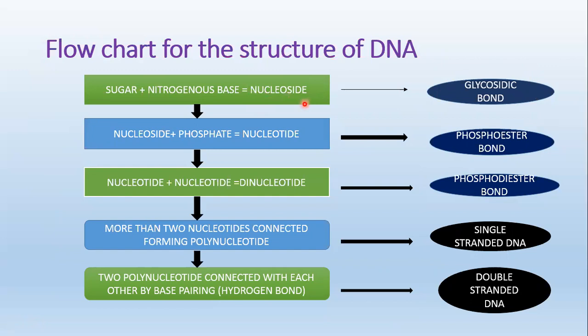Don't get confused. There is a difference between nucleoside and nucleotide. And what are the differences? Nucleoside means sugar and nitrogenous base, and nucleotide means what? When a phosphate group is attached to the nucleoside, then it is called a nucleotide. And how is the phosphate group attached to the nucleoside? What kind of bond do they have? They have a phosphoester bond. So you can see here.